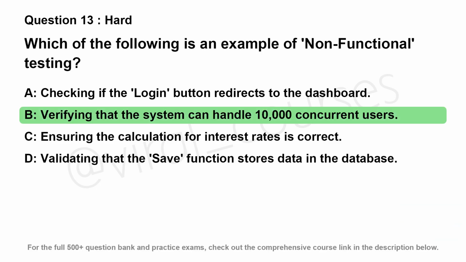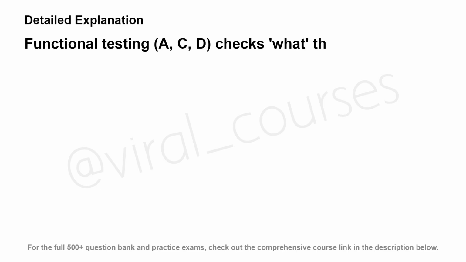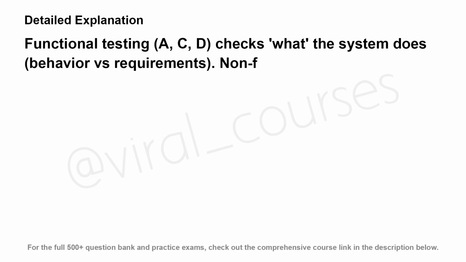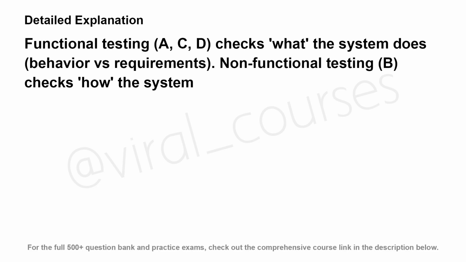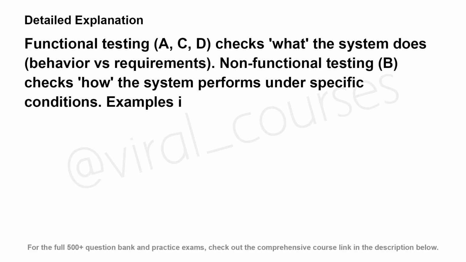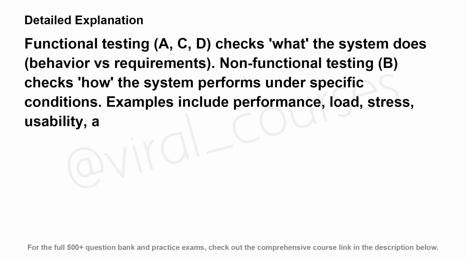The correct answer is B. Functional testing, A, C, D, checks what the system does: behavior versus requirements. Non-functional testing, B, checks how the system performs under specific conditions. Examples include performance, load, stress, usability, and security testing.